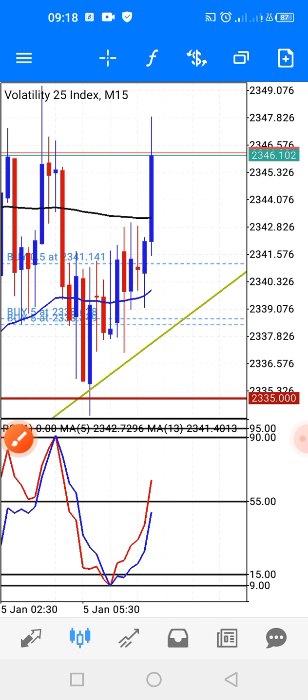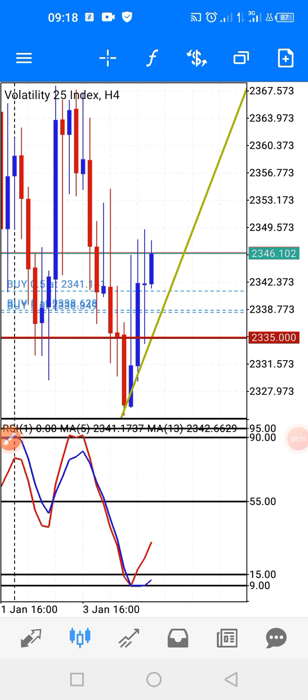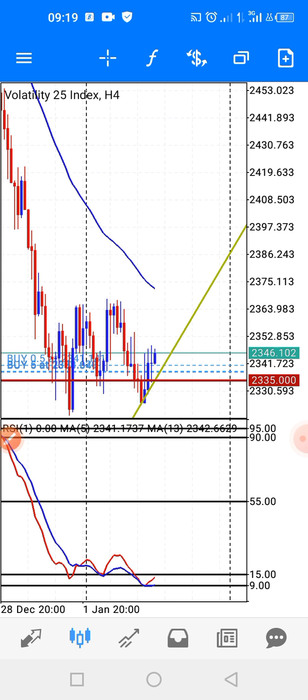So guys, this is just very simple. Let me take it again, guys. The first thing you have to check is your structure. Okay, go to the 4 hours and check what the market is doing. Where is the pressure in 4 hours currently? Because what we are doing is day trading.